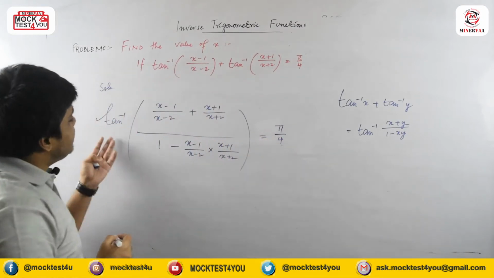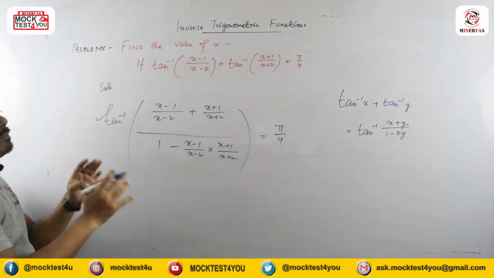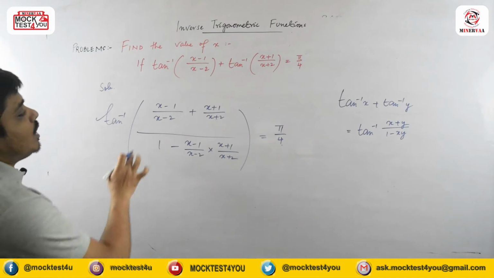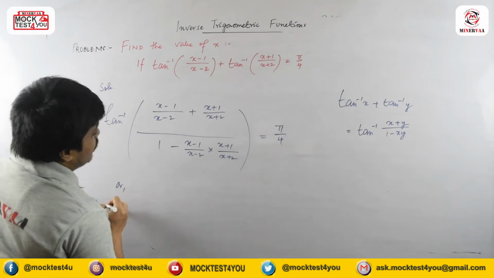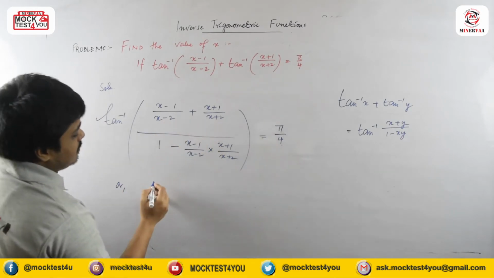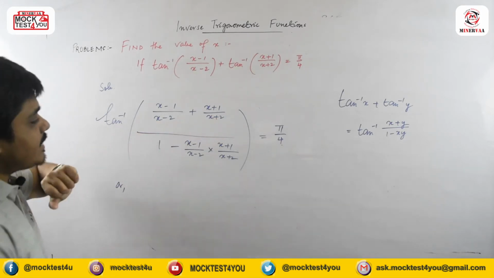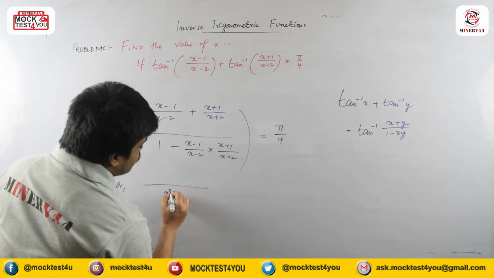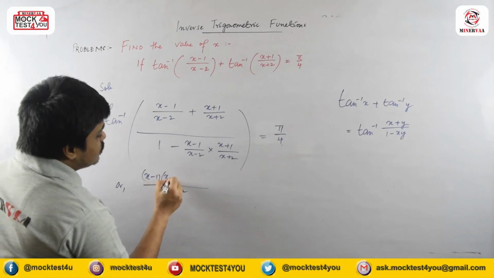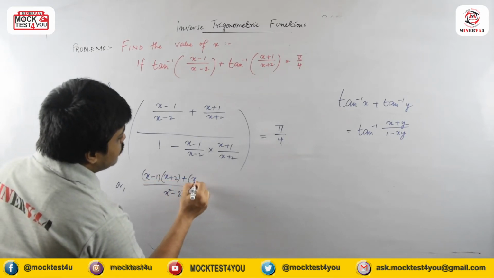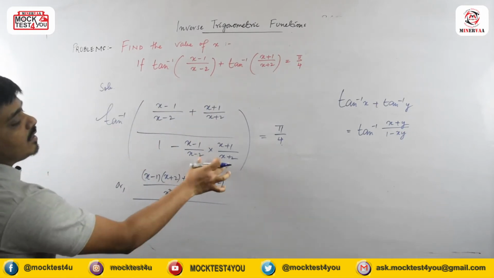Now we can take this tan inverse to that side and it becomes tan pi by 4, and we are well aware the value of tan pi by 4 is 1. Tan 45 is 1. Let us take the LCM of these two in the numerator and denominator. The LCM is (x minus 2) into (x plus 2), which is x square minus 2 square. So we have x square minus 2 square, and here we have (x minus 1) into (x plus 2) plus (x plus 1) into (x minus 2) divided by the same LCM.